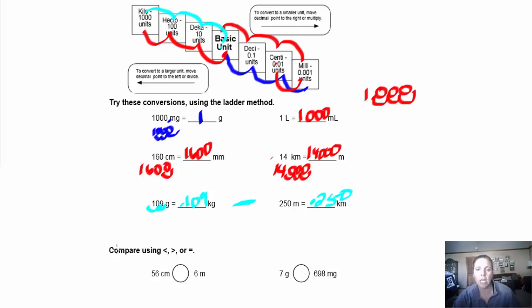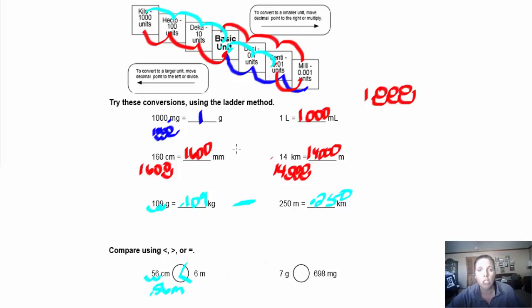Okay. Now this says compare using less than, greater than, or equals to. So that means you need to make 56 centimeters into meters, or you could do it the other way. It doesn't matter. Just pick one. There's not really one that's easier than the other. So if we're starting at centimeters, and we're trying to go to meters, we would go to the left 2, or divide by 2, or move our decimal to the left 2. So 0.56 meters. So which is bigger? Obviously 6 meters is bigger than 0.56 meters.